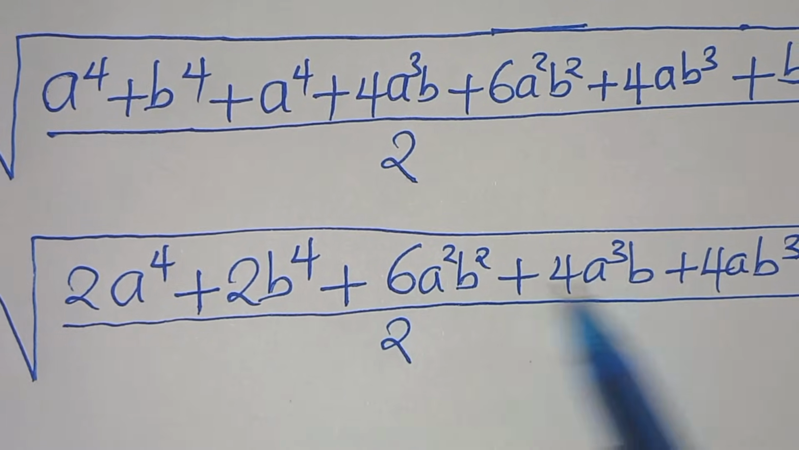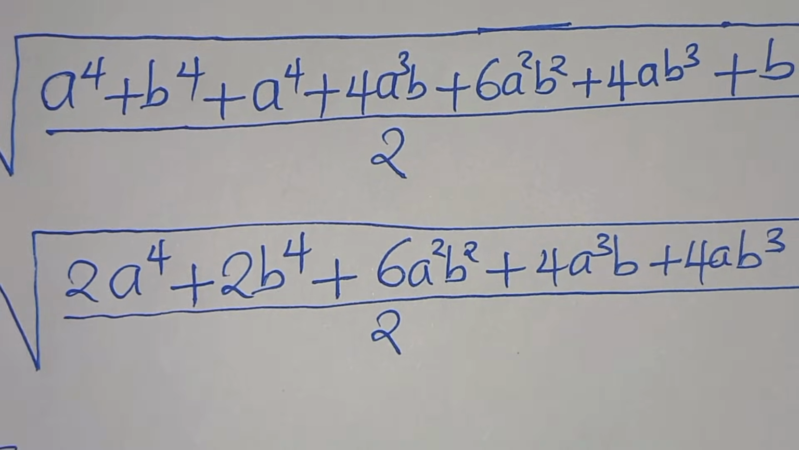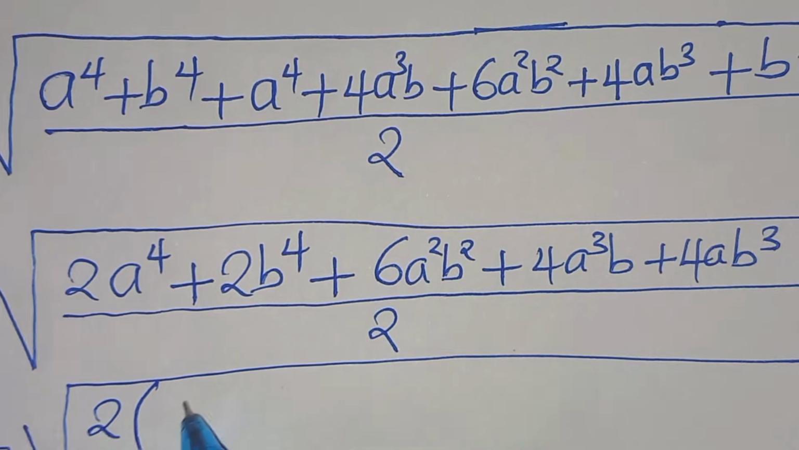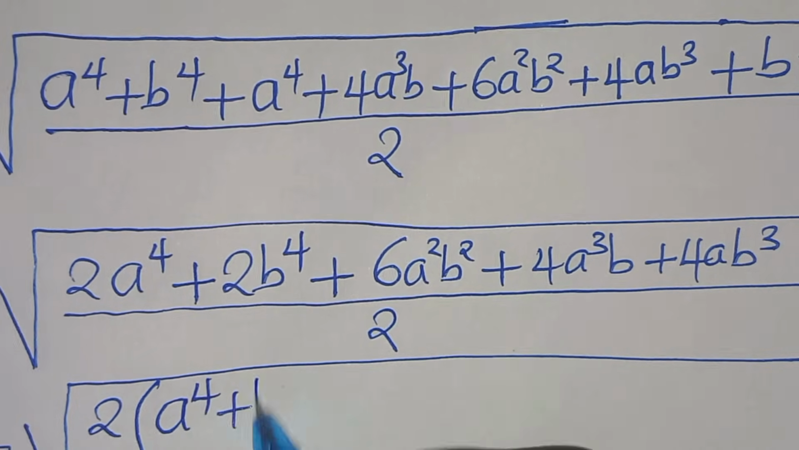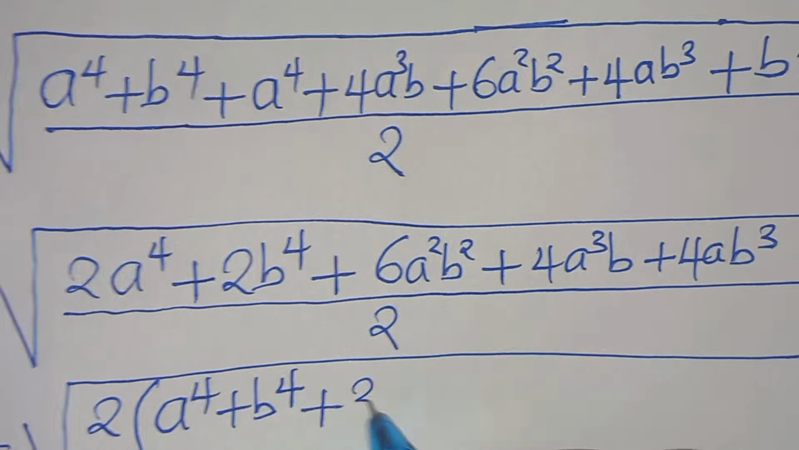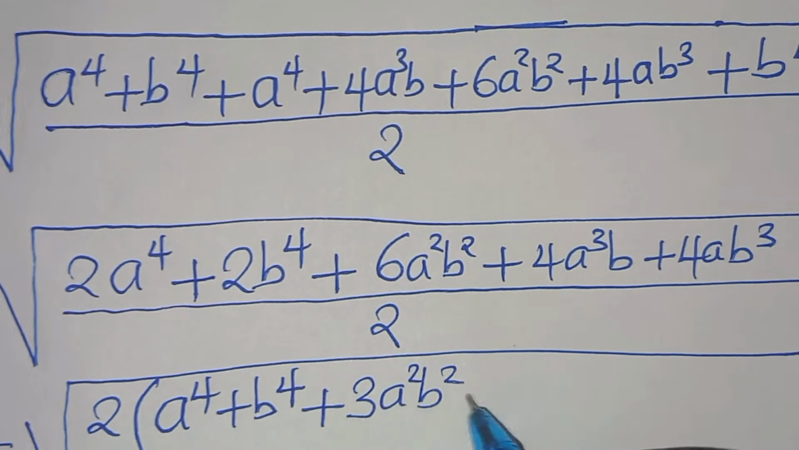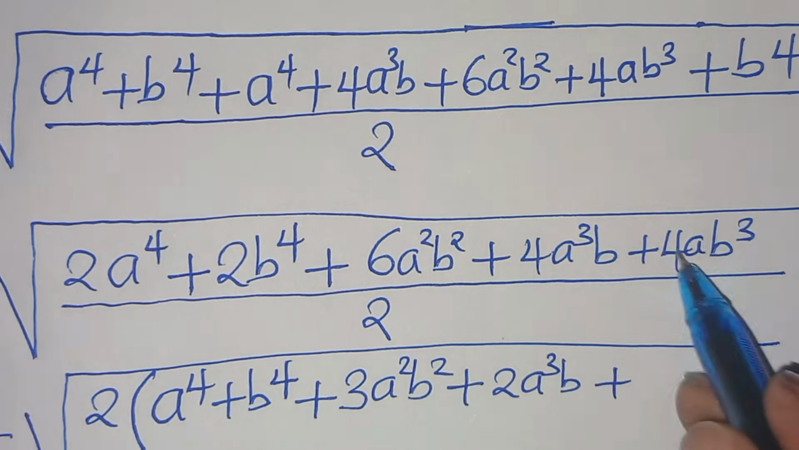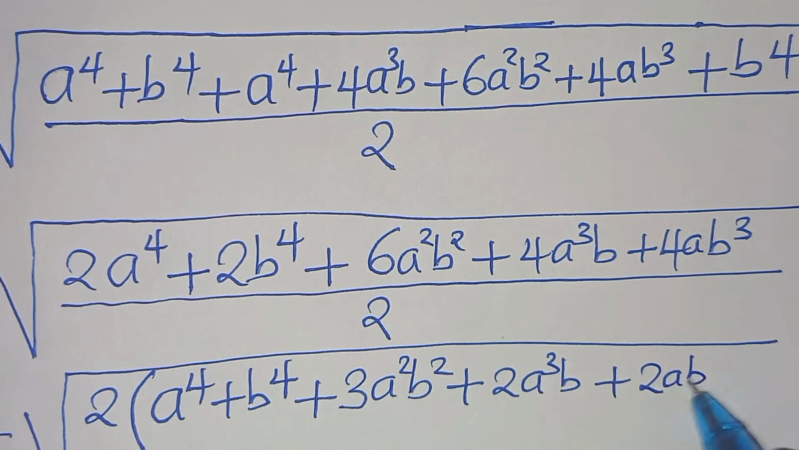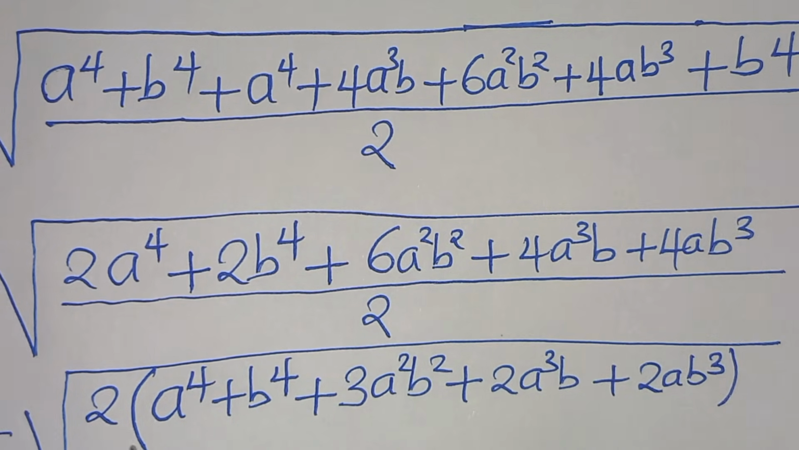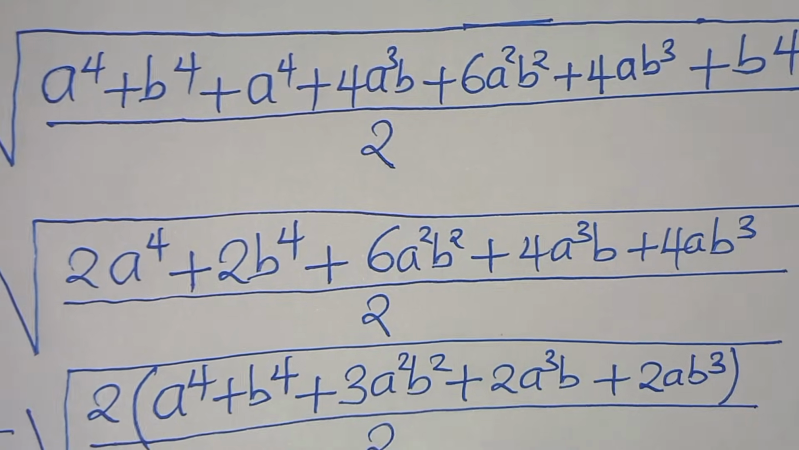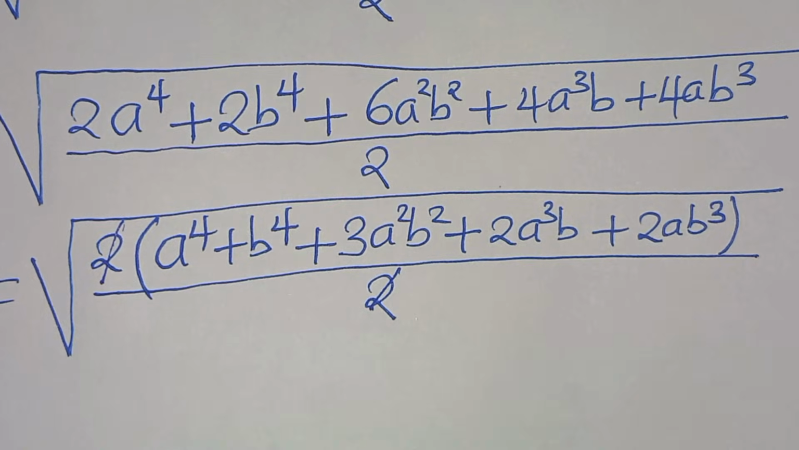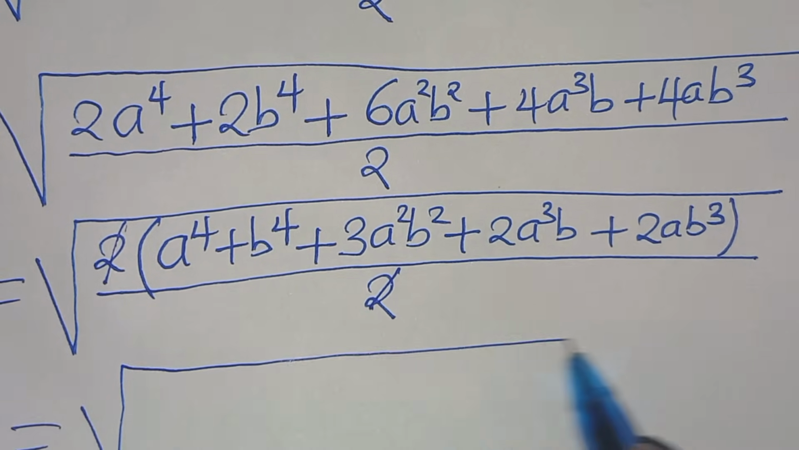The next step is that in the numerator here, 2 is common, so we can factor out 2, so that we have the square root of 2 into the parentheses, this is a to the power of 4 plus b to the power of 4, then plus 3a squared b squared, then plus 2a to the power of 3 b, then plus 2ab to the power of 3, close the parentheses, everything here divided by 2. So let's simplify 2 and 2 here.